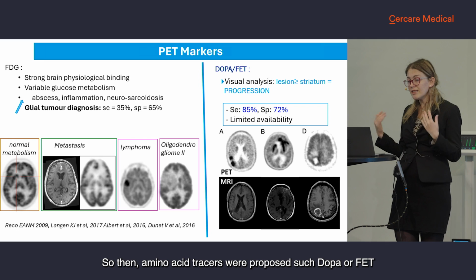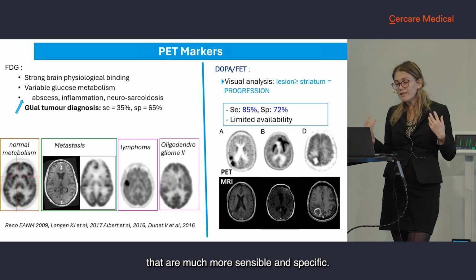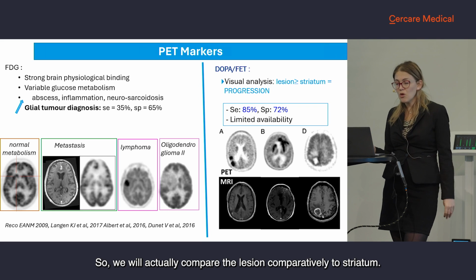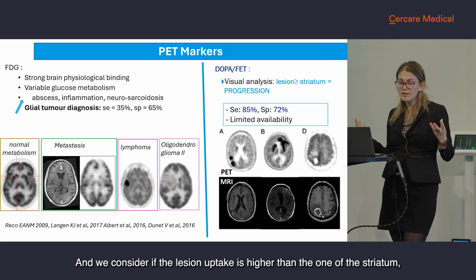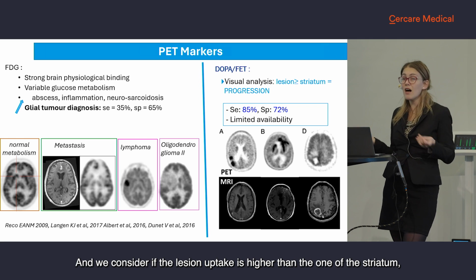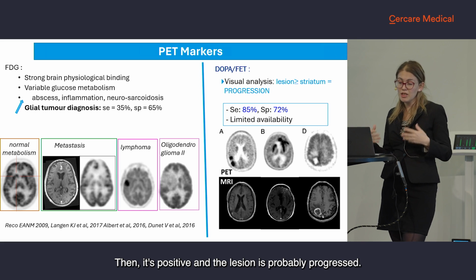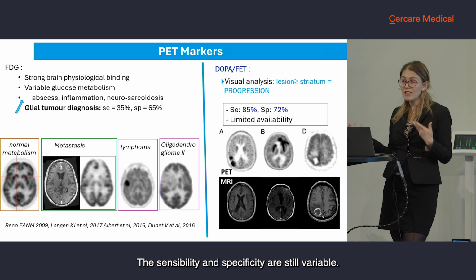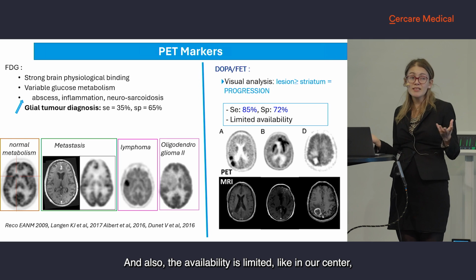So then amino acid tracers were proposed, such as DOPA or FET, that are much more sensitive and specific. We compare the lesion to the striatum, and if the lesion uptake is higher than the striatum's, then it's positive and the lesion is probably progressive. The problem is that it's still not always the absolute answer. The sensitivity and specificity are variable, and availability is limited.